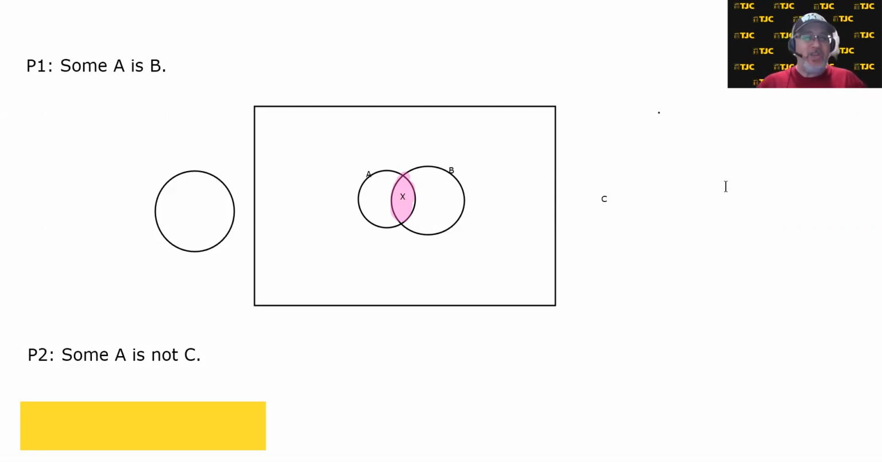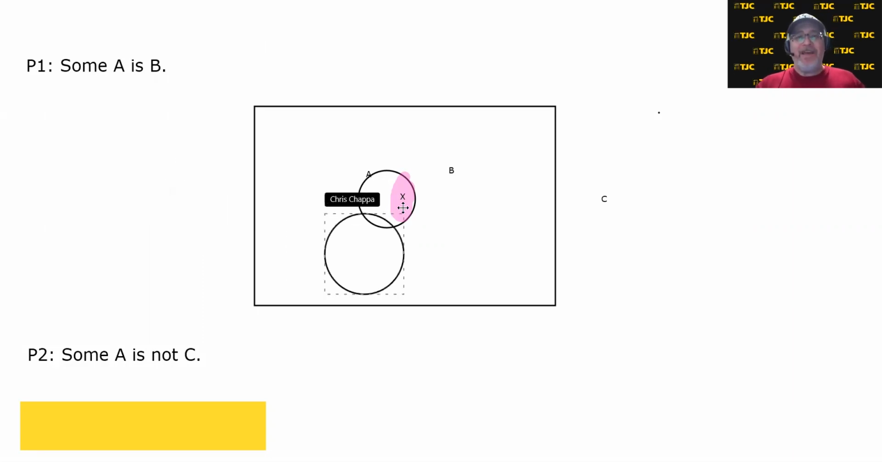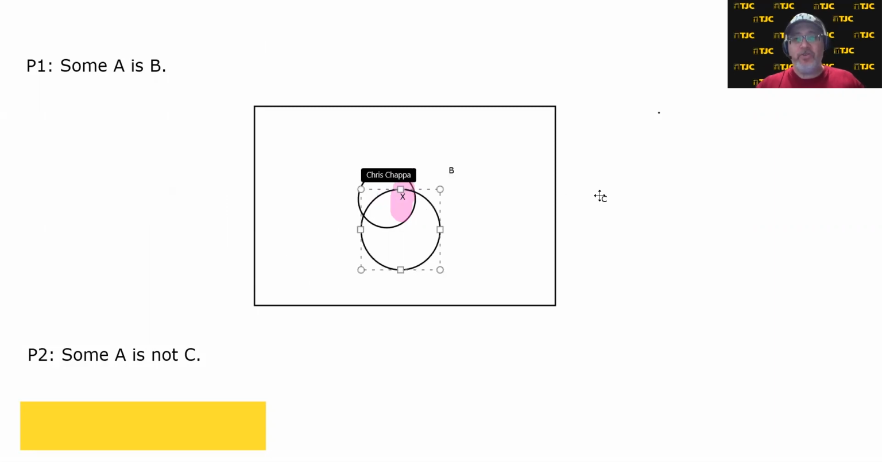So let's think about the second premise. Some A is not C. Now, if we ignore the second circle for a second, the B circle, because the second premise doesn't involve it, think about what it means for some A is not C. That means the A and the C circles intersect somehow, and there exists something in the A circle, but not the C circle. Let's go ahead and call the circle C.